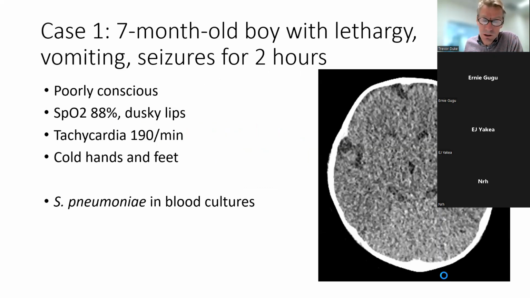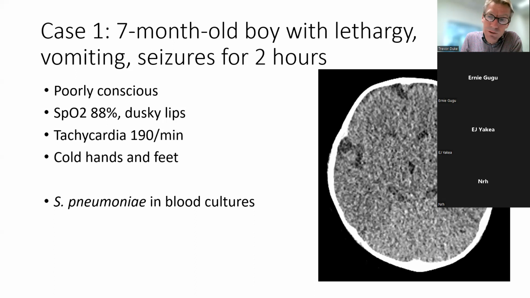So I wanted to start with this case, a child I saw recently, a 7-month-old boy who presented with lethargy and vomiting and seizures over the last 2 hours. His lethargy and vomiting had been for a couple of days, but he had just had seizures for almost 2 hours. When he was seen, he was poorly conscious. He had an oxygen saturation of 88% and quite dusky or cyanosed lips. He had a tachycardia, a heart rate of 190, and he had cold hands and feet.